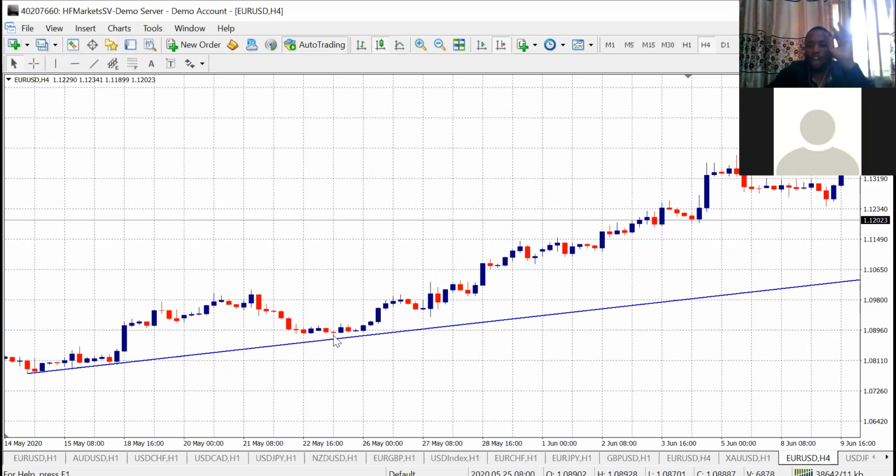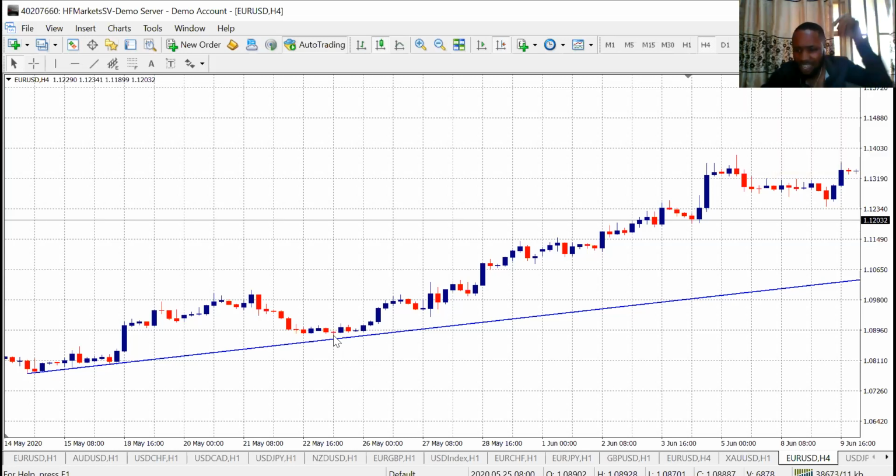You have to pay much attention to your trend line. Before you can see a trend line is about to break, or maybe a trend line is getting weakened, you have to pay more attention when the market is reacting on that trend line. You can see what happened here now.